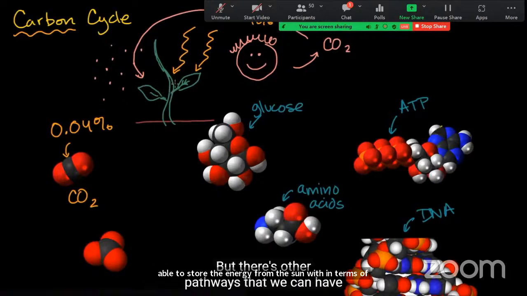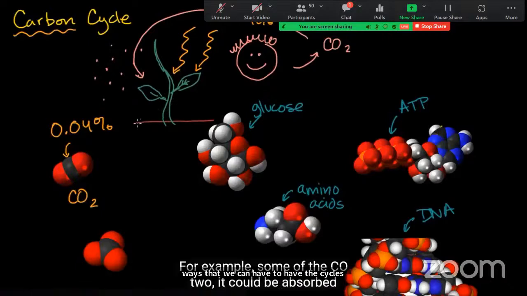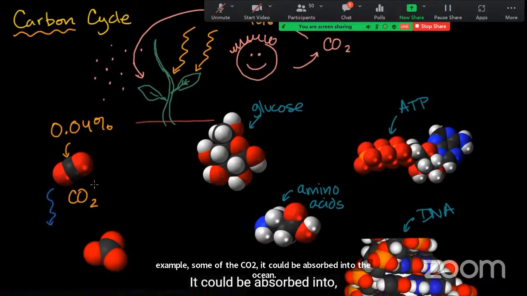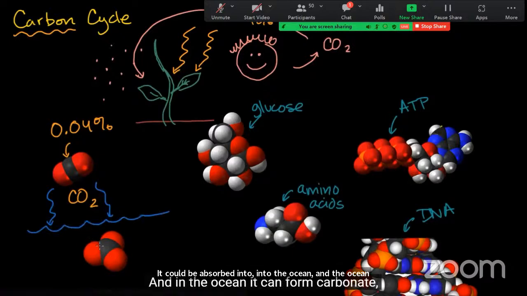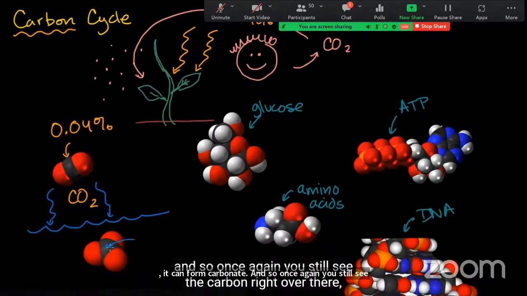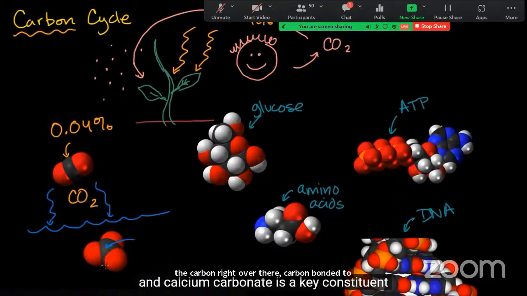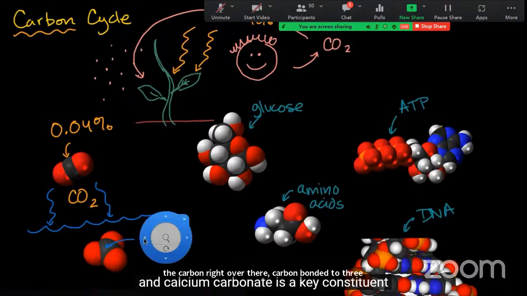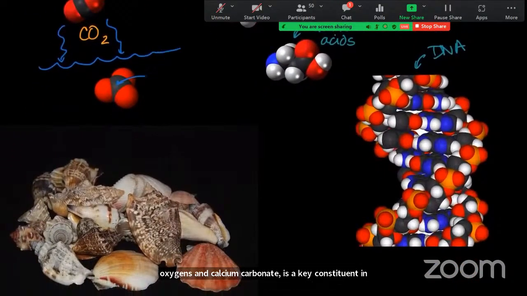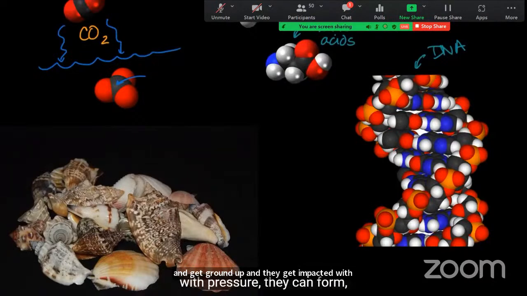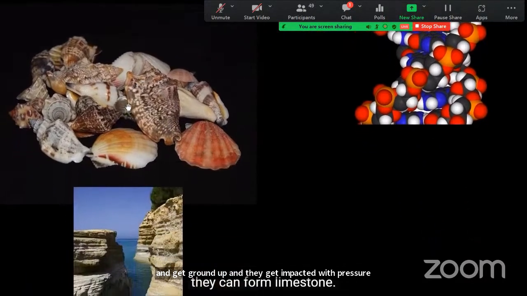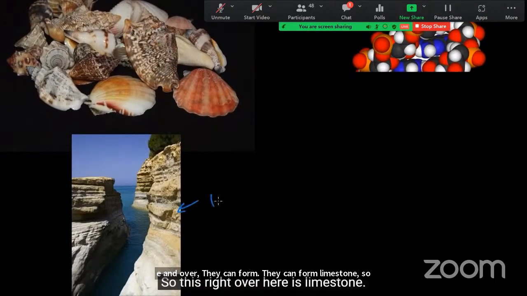But there's other pathways that we can have to have these cycles. For example, some of the CO2 could be absorbed into the ocean. And the ocean, it can form carbonate. And so once again, you still see the carbon right over there, carbon bonded to 3 oxygens. And calcium carbonate is a key constituent in things like seashells. And over time, as the seashells break down and get ground up and they get impacted with pressure, they can form limestone. So this right over here is limestone.